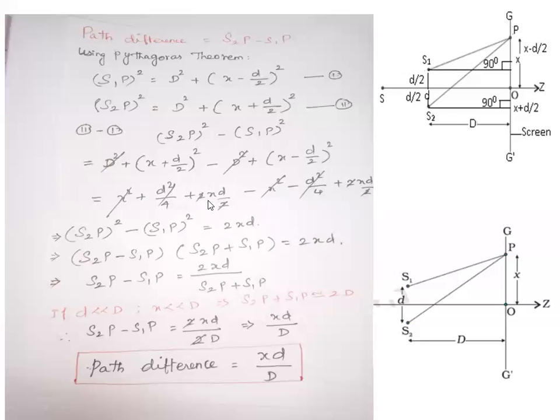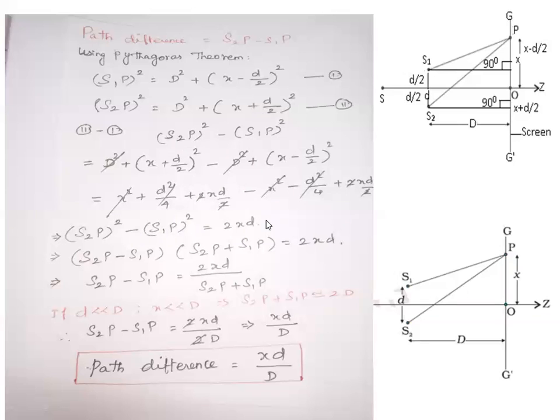What is the leftover? 1xd, here 1xd. So what is the total? 2xd is the path difference that we found out. So s2p squared minus s1p squared is equal to xd plus xd, 2xd is the value.